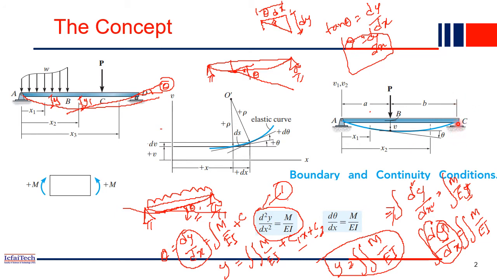will get, right? At x equal to L, the total distance, what is the y? Y is also equal to 0. So plug in both the values in this equation, you will get another equation. So from these two equations, you can easily compute the value of C1 and C2. And your computation of theta, slope, and deflection is complete.